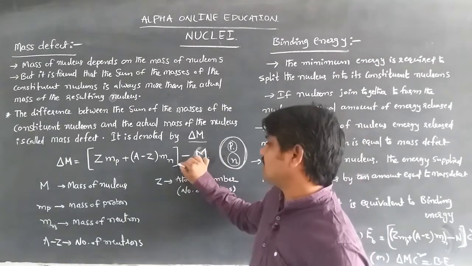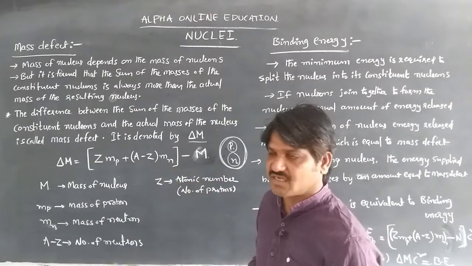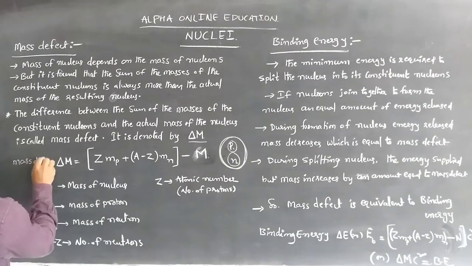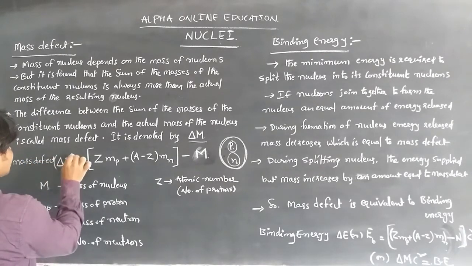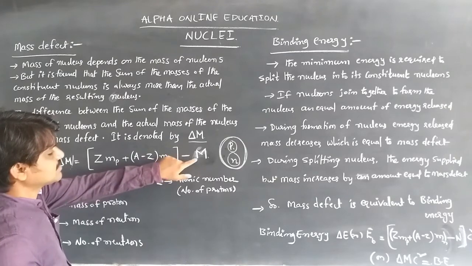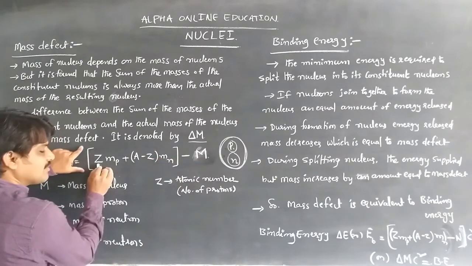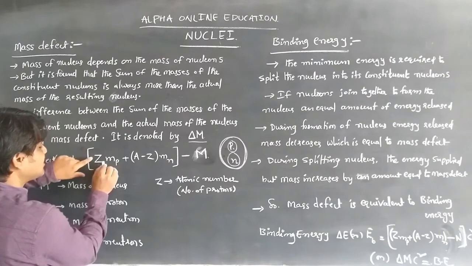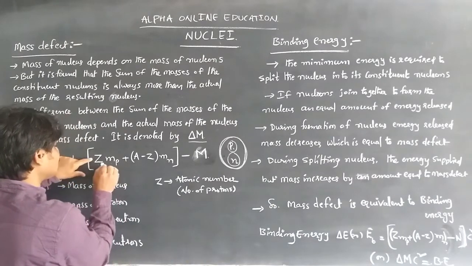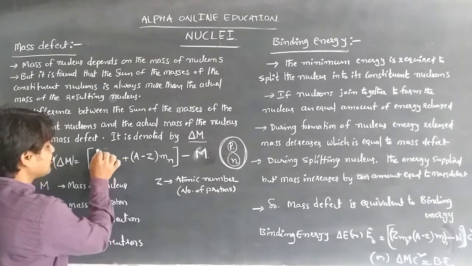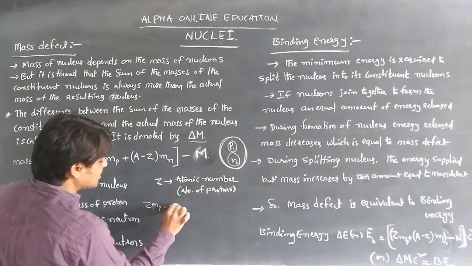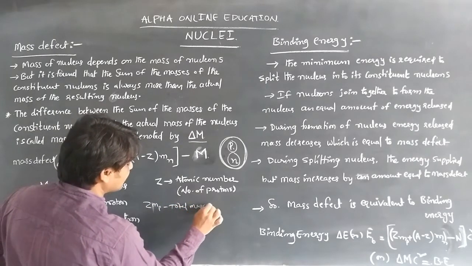From this formula we can find out the mass defect of any nucleus. Delta m is the mass defect, given by Z Mp plus (A minus Z) Mn minus M. Here Z is the atomic number, the number of protons, into the mass of a proton. So Z Mp is the total mass of protons.